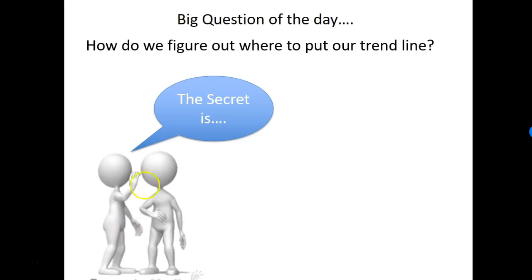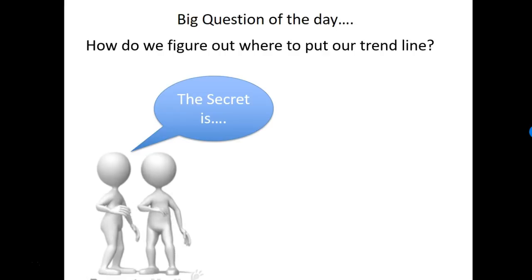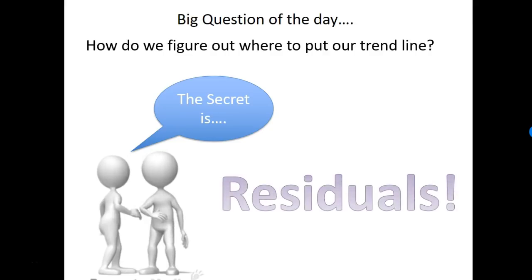The big question of the day is, how do we figure out where to put a trend line, right? You always watch a teacher go up there and just throw a trend line into a scatter plot. How in the world did they know where to draw it? Well, the secret is residuals. Today, that's exactly what I want to talk about.